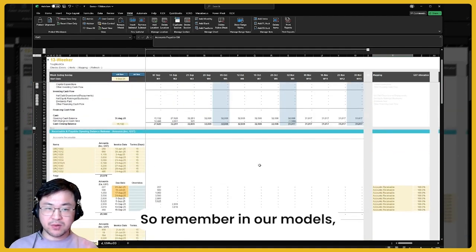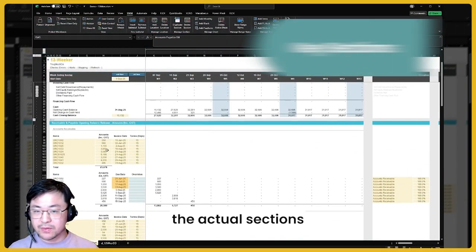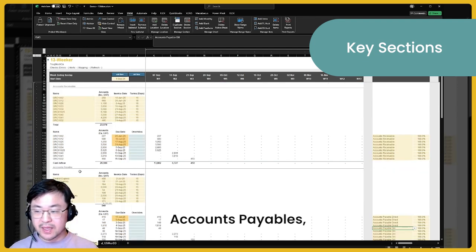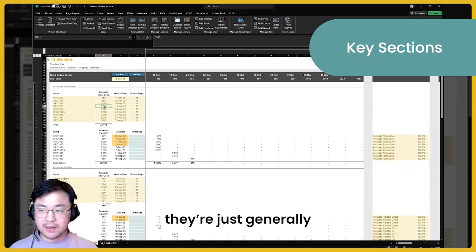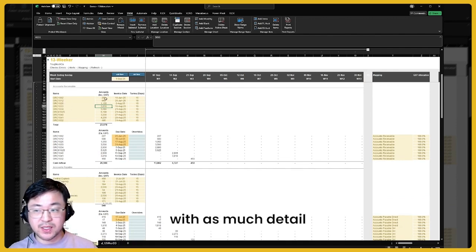So remember, in our models, mapping is always on the right. GST is usually right next to it as well. So if we talk through some of the actual sections of calculations, accounts receivables, accounts payables, like we were saying, they're just generally a dump straight from your accounting package with as much detail as possible.